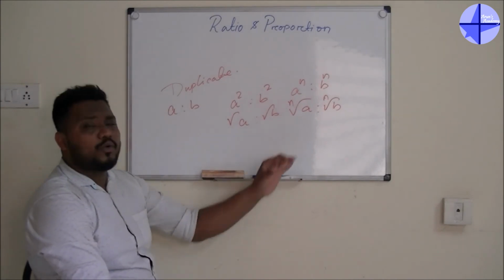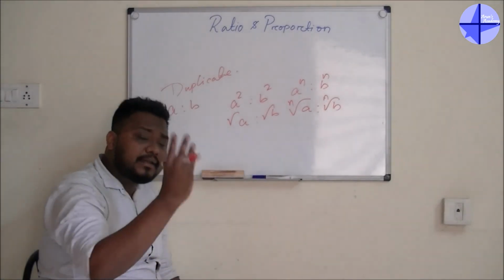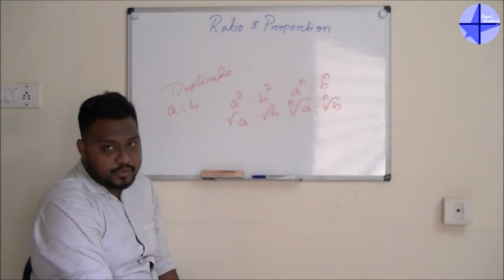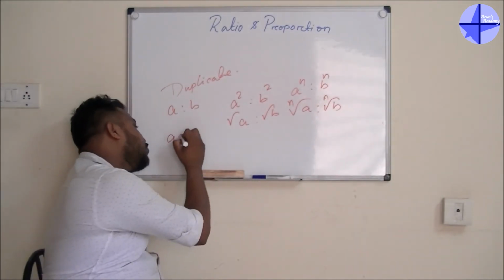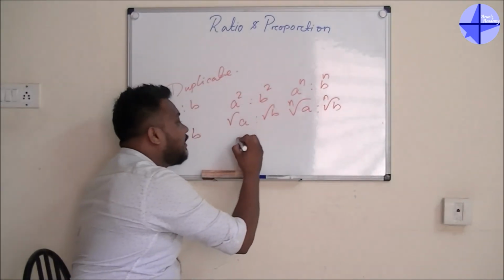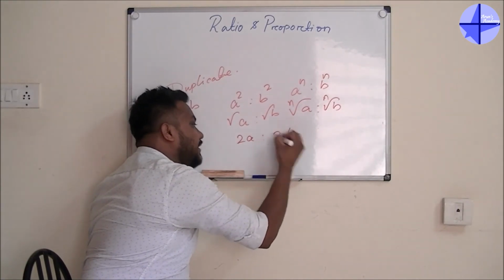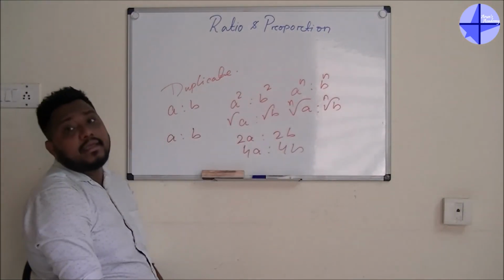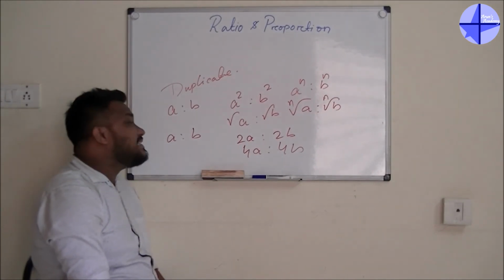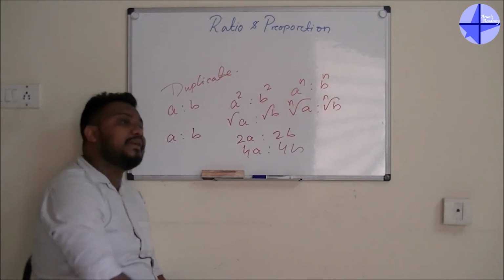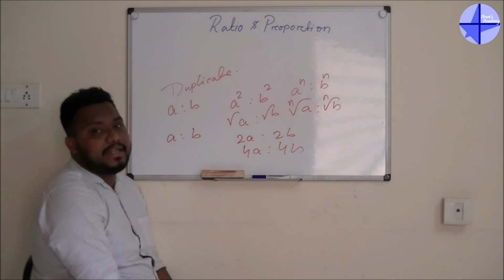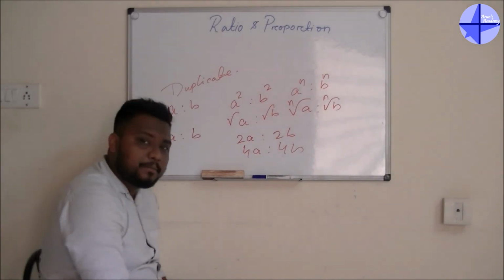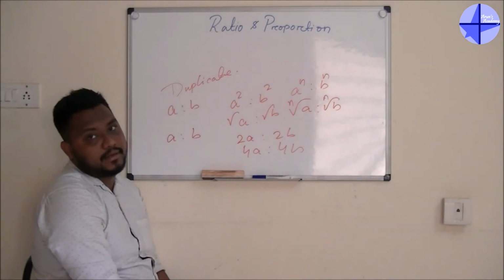This is not the only type of duplicate ratio; there is another type as well. Whenever a is to b is a ratio, then 2a is to 2b or 4a is to 4b is also a duplicate ratio. Indirectly, I am saying that whenever you take the power or the multiple, you will get the duplicate ratio.